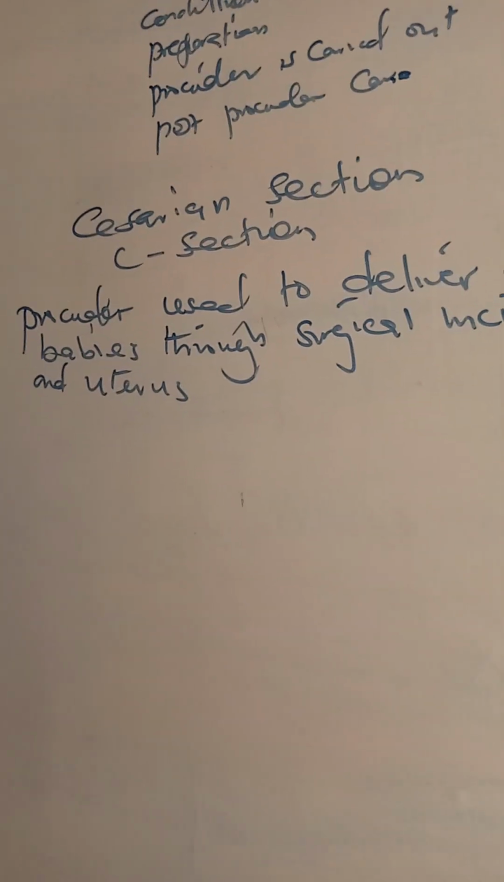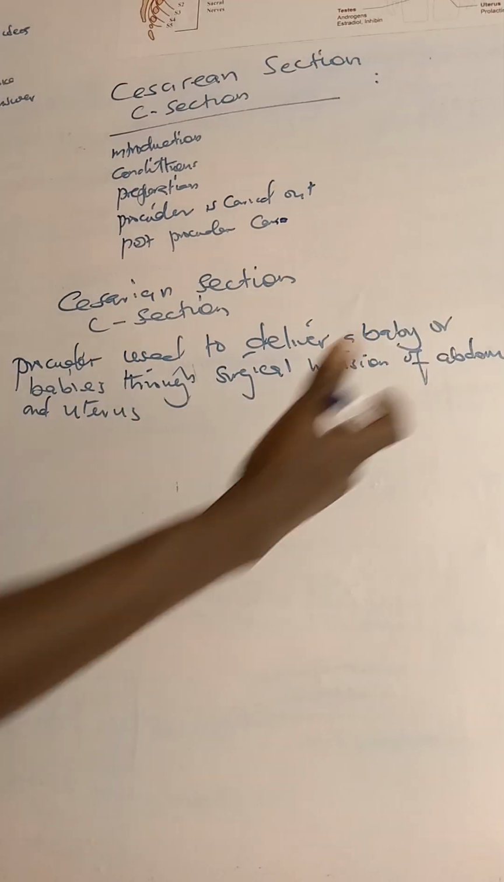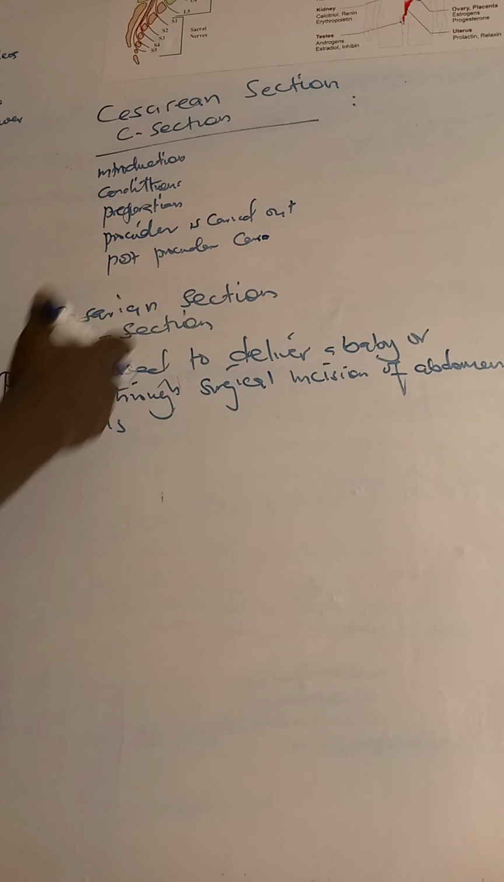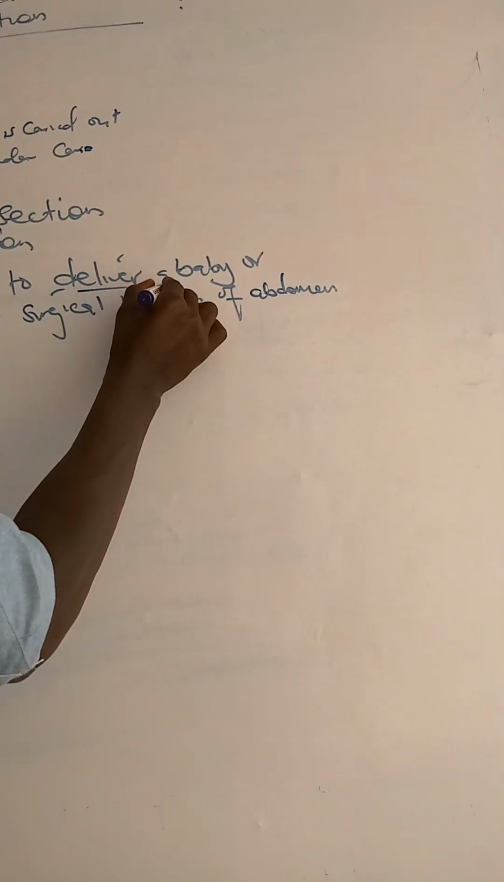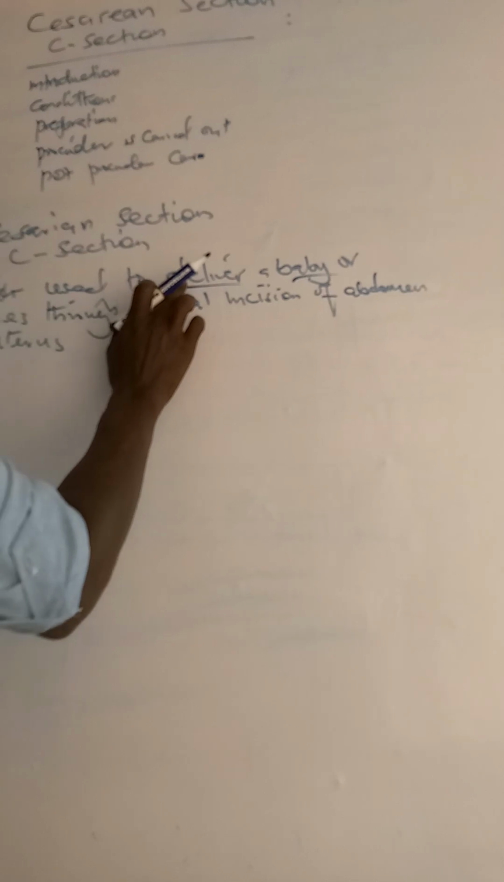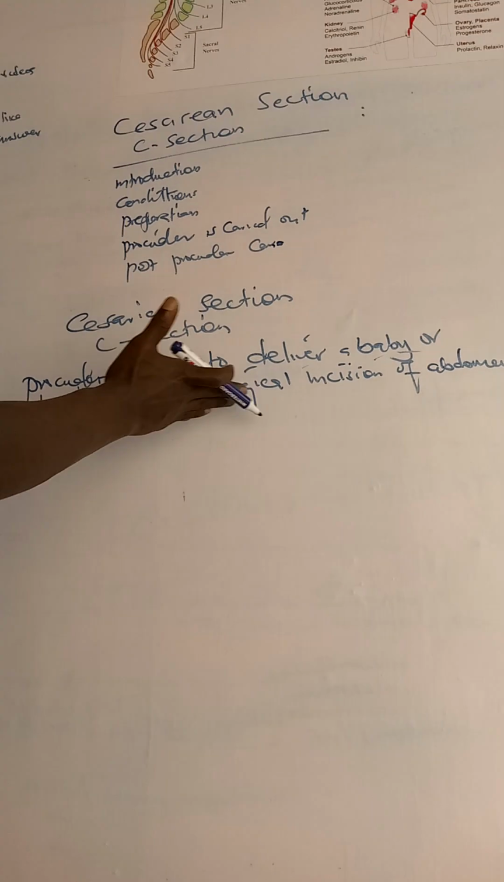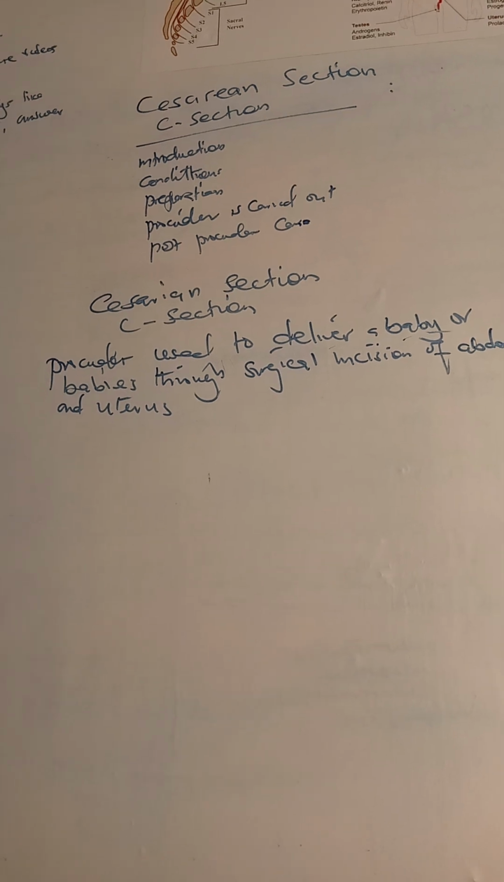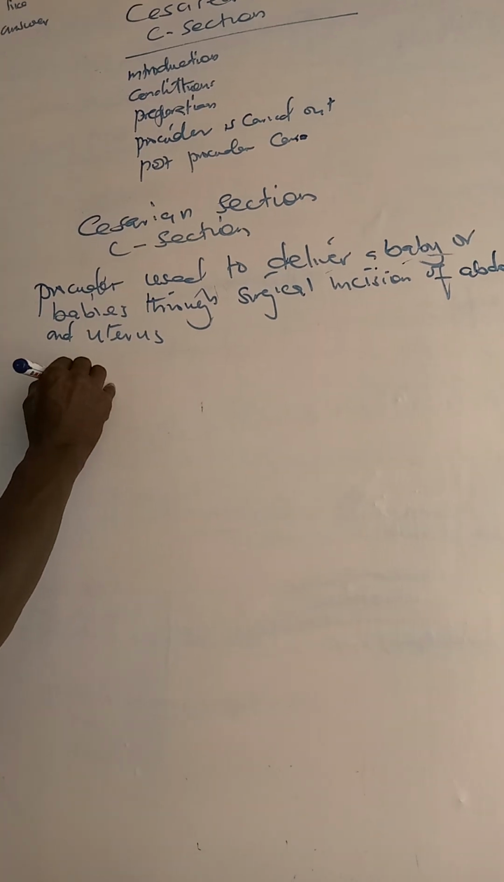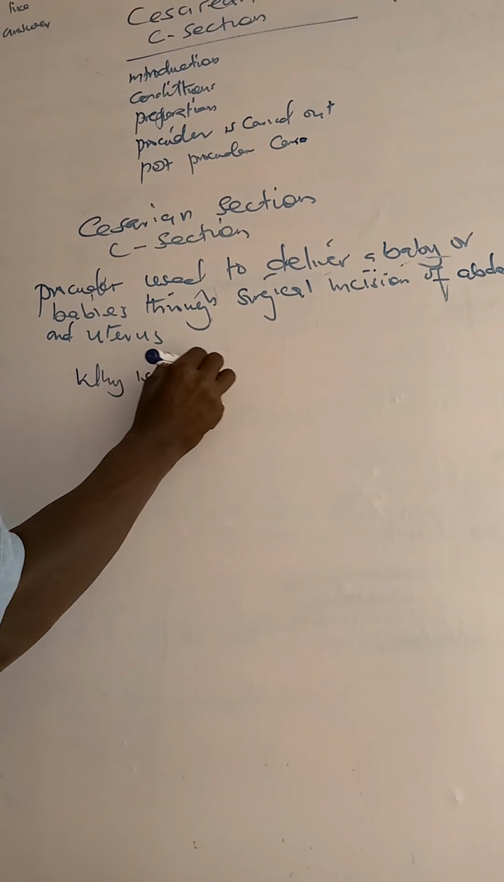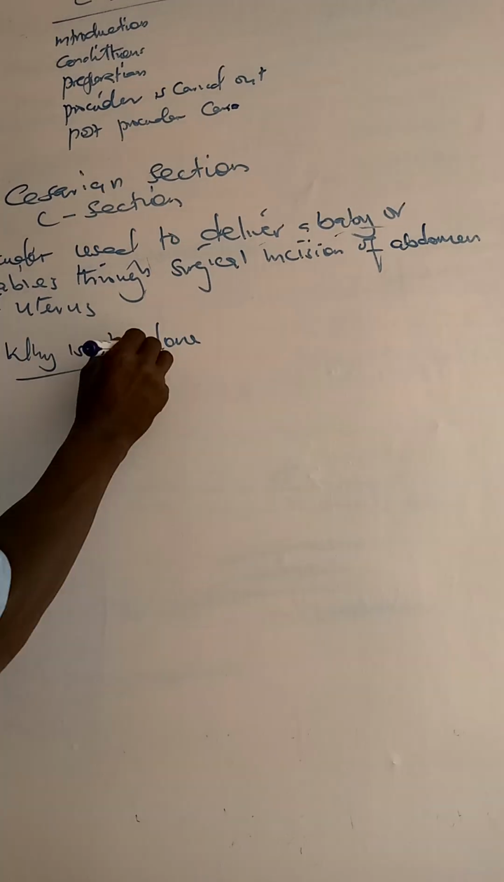That means they cut the abdomen and they cut the uterus to get out the baby. A procedure used to deliver: just this word may let you know that they want to remove the baby from the mother's uterus. As brief as that. I may not take you far into the history, how it began and so forth, but this is enough for you as a surgeon. Why is it done? Why do surgeons do C-section?